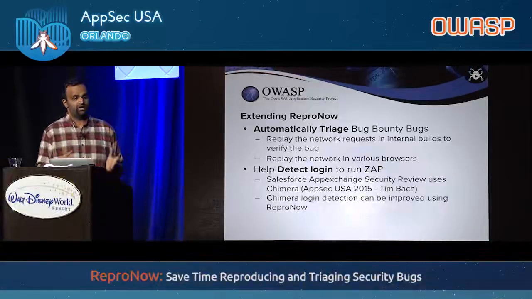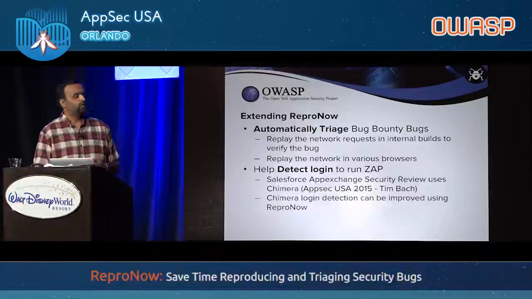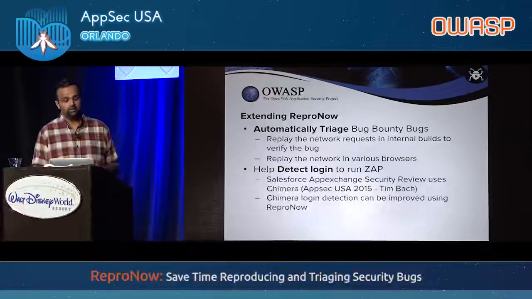And also you could check if it works across browsers. So let's say the researcher only tested in Chrome. You want to check if it works in IE or not. You can do that automatically by automatically triaging the bug.